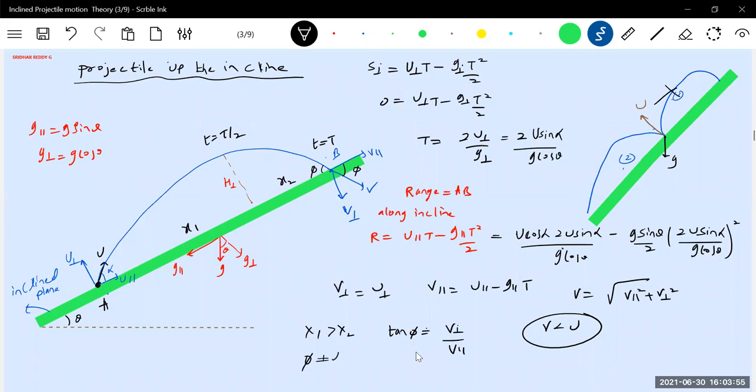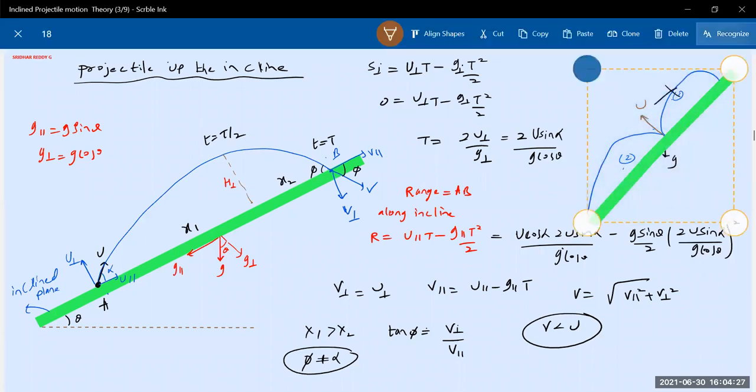All this data is needed, so a student must have a basic general idea. Sir, V perpendicular will always be equal to U perpendicular. What do you mean by always? Why are you saying always? You should say it only in inclined projectile, where the point of projection and point of striking lie on the same inclined plane. Okay.